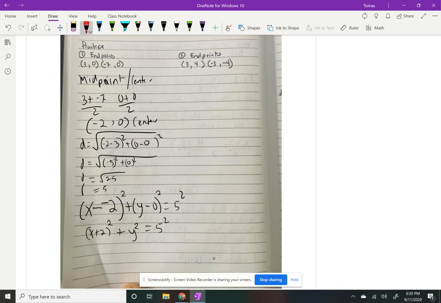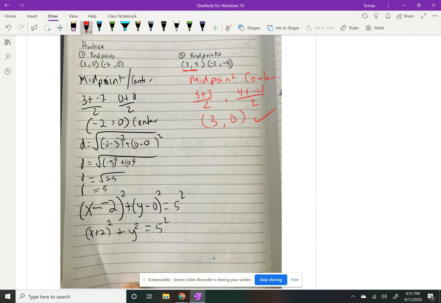We do this one over here. Same thing. Let's get our midpoint first. Our midpoint will be our center, right? So we go 3 plus 3 divided by 2. We go 4 plus -4 divided by 2. So this is 6 divided by 2, which is 3. 0 divided by 2 is 0. Very nice. So now I pick one of these points and one of these points. I have to pick this point and one of these points to find my distance, find my radius.